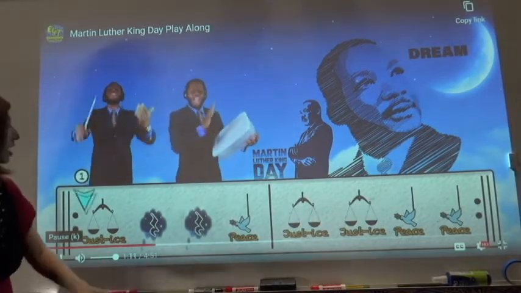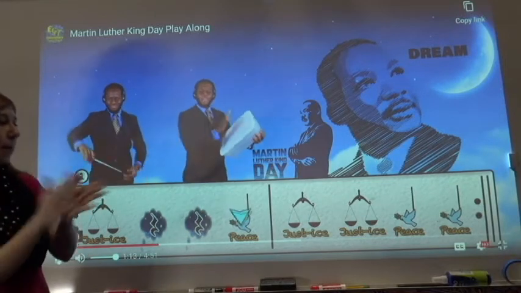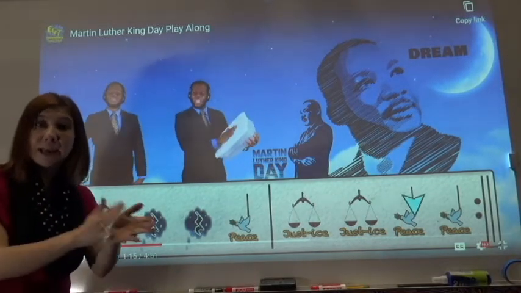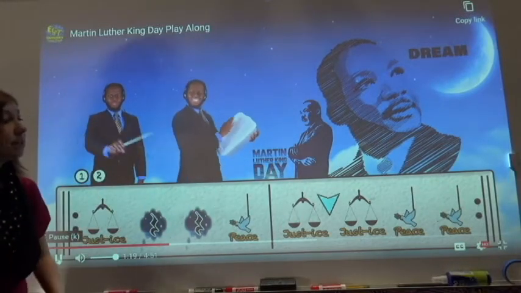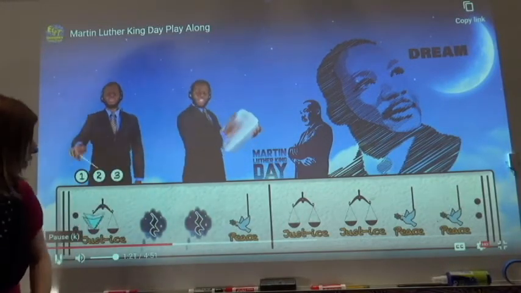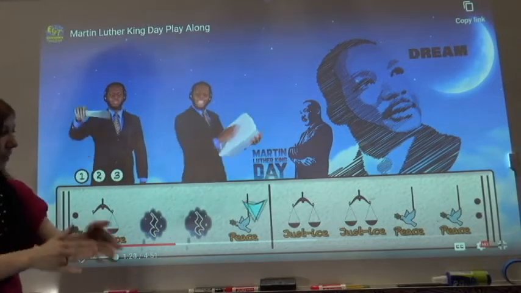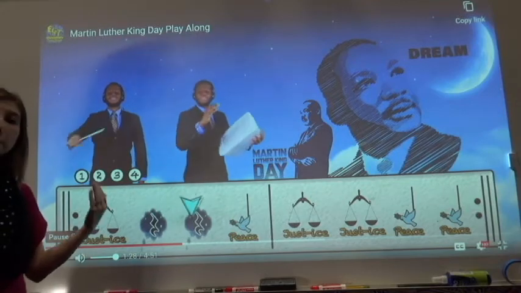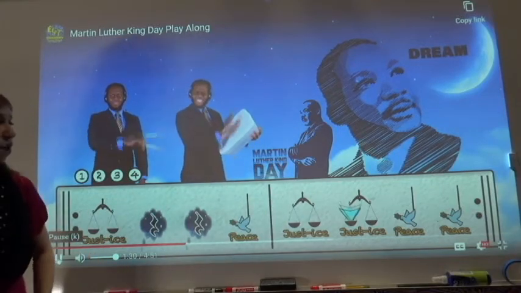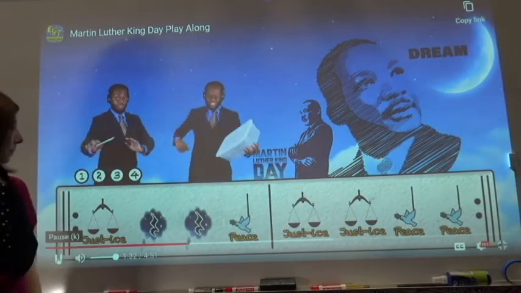New pattern. One, two, three. Here we go. Justice, peace, justice, justice, peace, peace, justice. Peace, justice, justice, peace, peace, justice. Peace, justice, justice, peace, peace, justice. Peace, justice, justice, peace, peace.